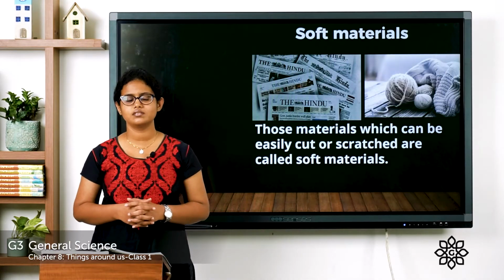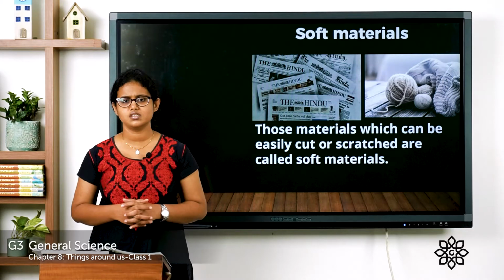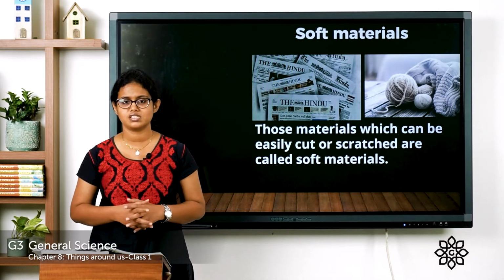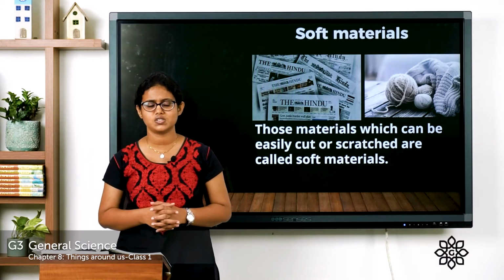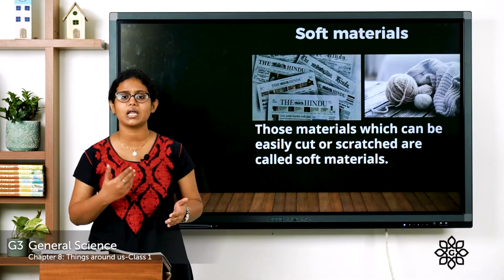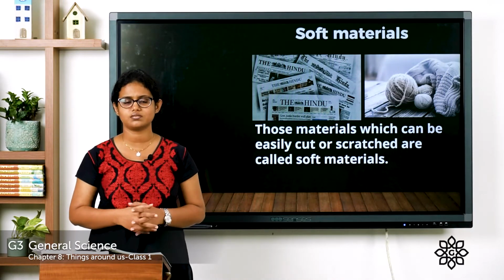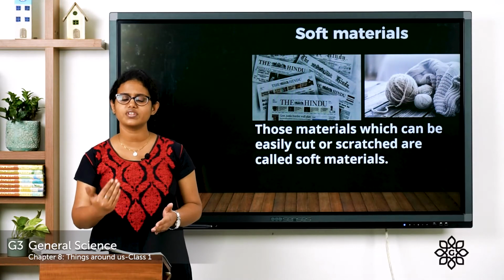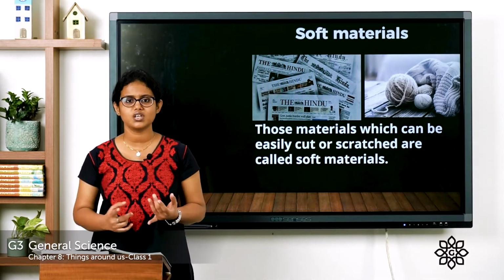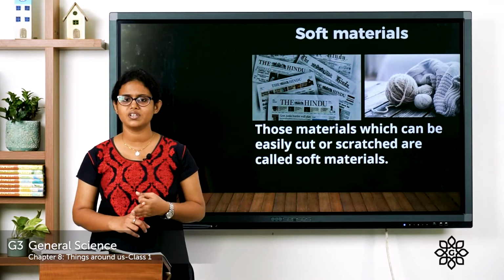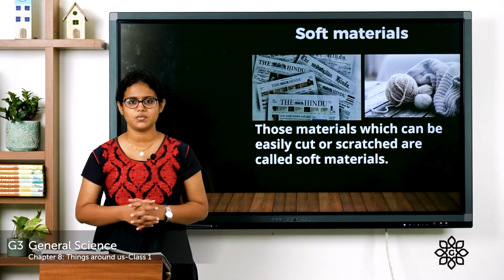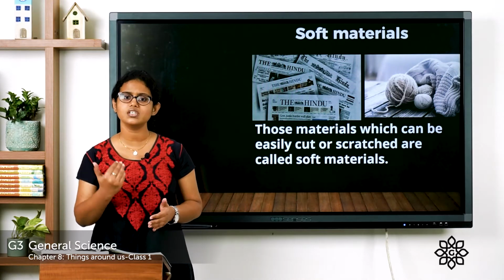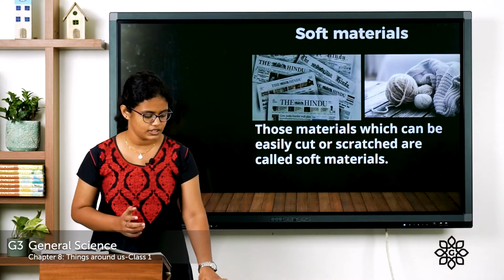Coming to the next one, soft materials. So what is the meaning of soft? Something which is not hard or firm, which has less weight, right? So what are soft materials then? Soft materials are materials which can be easily cut or scratched. We call them soft materials. So what about cotton, wool, paper? All these are soft materials, right? We can easily cut or scratch them. So such materials are called soft materials.